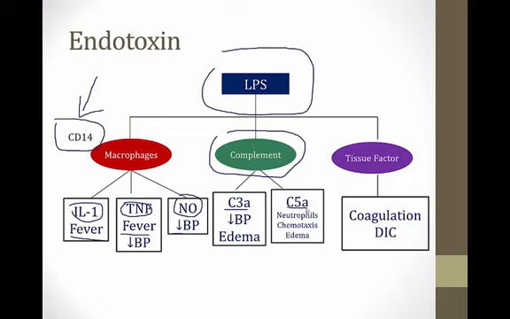C3A, you may know, is called an anaphylotoxin because it's responsible for anaphylaxis. It can cause hypotension, and it can cause increases in vascular permeability and edema.